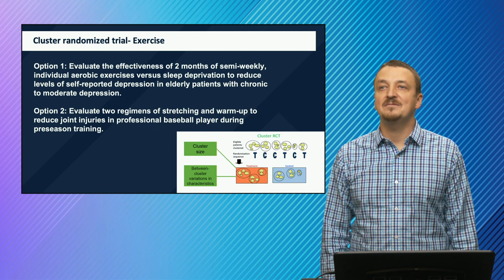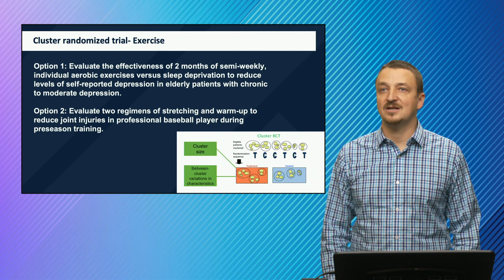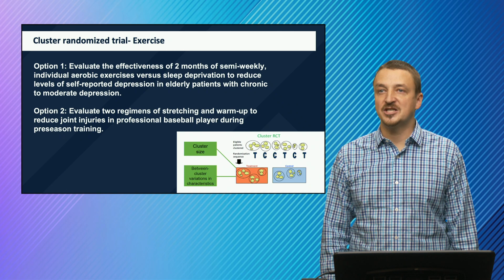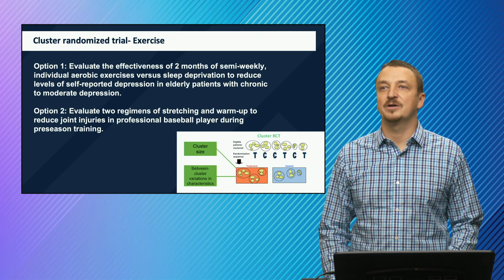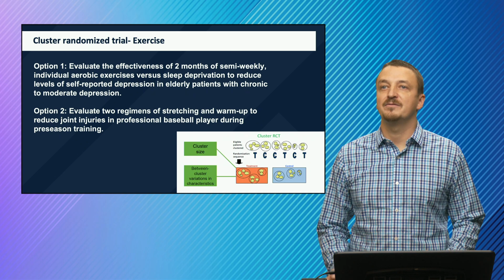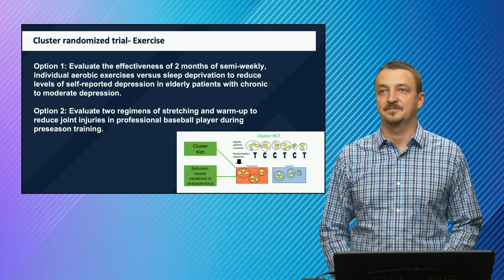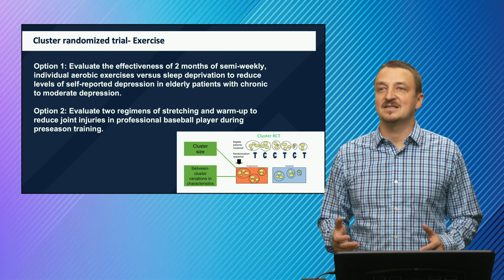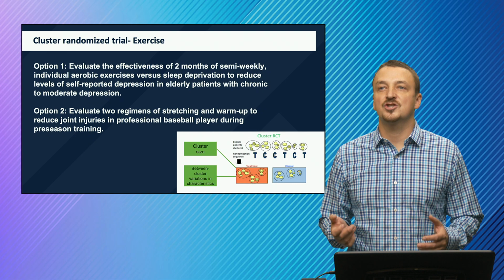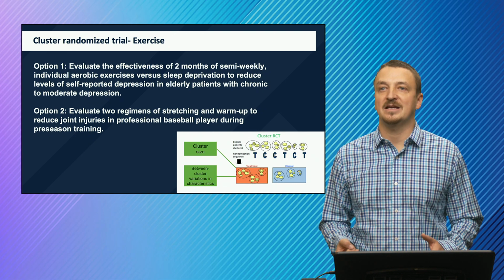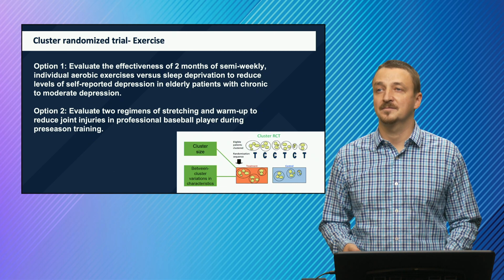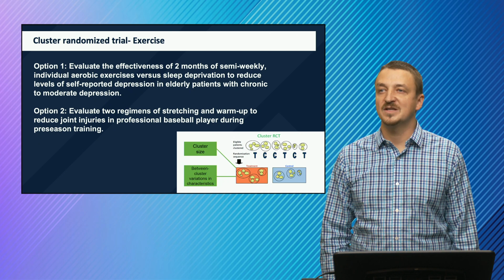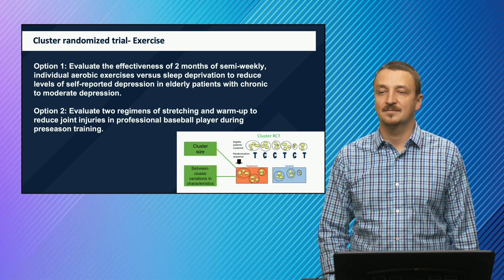So here comes the exercise. Option 1 is to evaluate the effectiveness of 2 months of semi-weekly individual aerobic exercises versus sleep deprivation to reduce levels of self-reported depression in elderly patients with chronic to moderate depression. Option 2 is to evaluate 2 regimens of stretching and warm-up to reduce joint injuries in professional baseball players during preseason training. I'll give you a few moments to consider your choice.